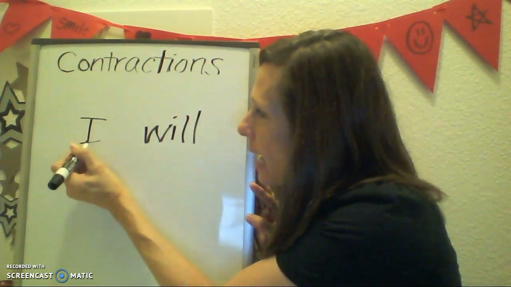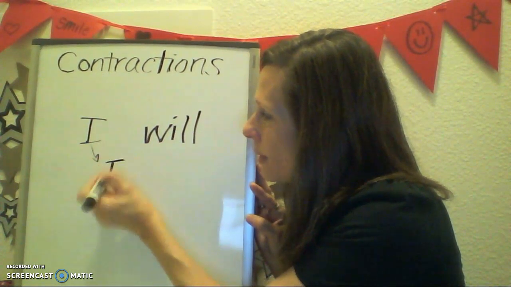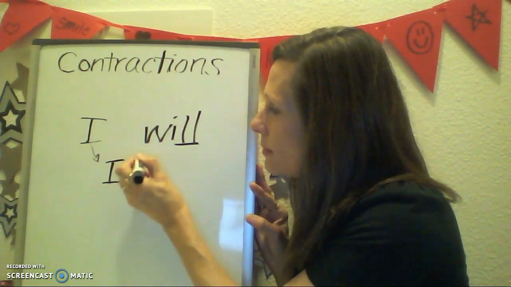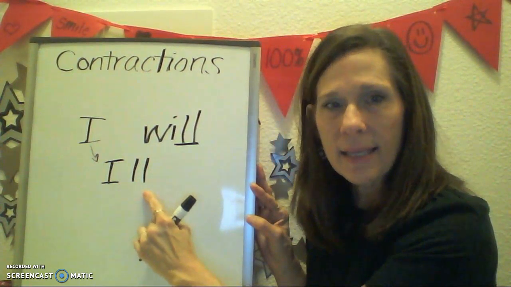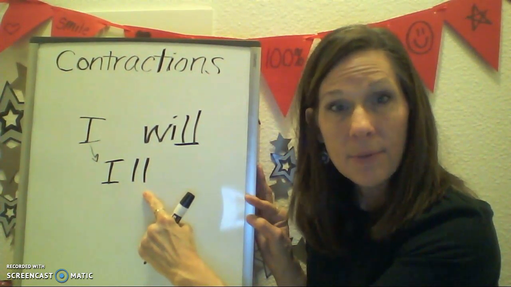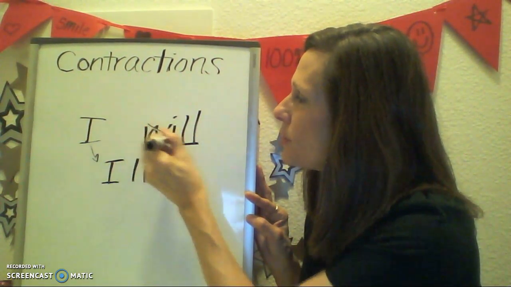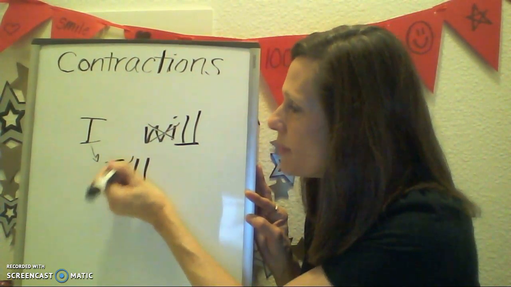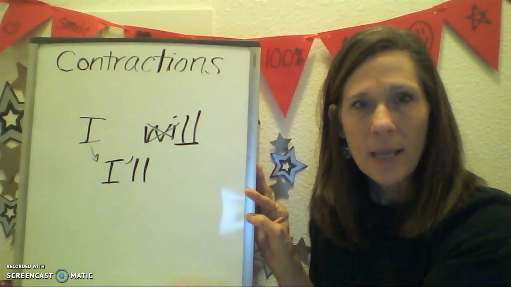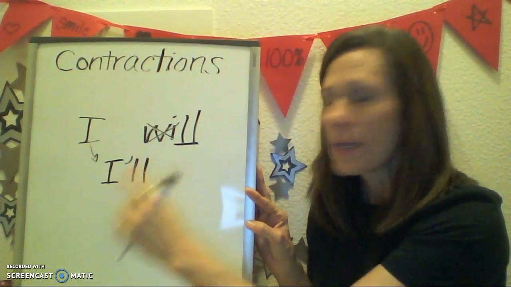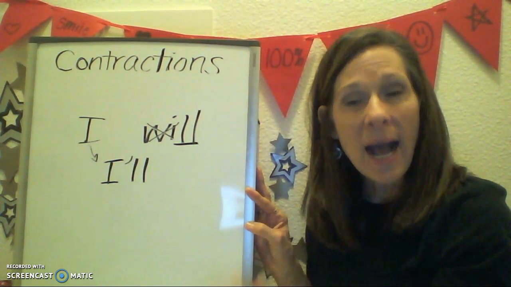Okay, so I'm going to take I, and I'm going to take the LL, right? Now if I leave it like this, it's the word ill, like I don't feel well, I'm sick. So the letters that popped out were W and I, and it's going to be replaced with an apostrophe. So now I will is changed to I'll.